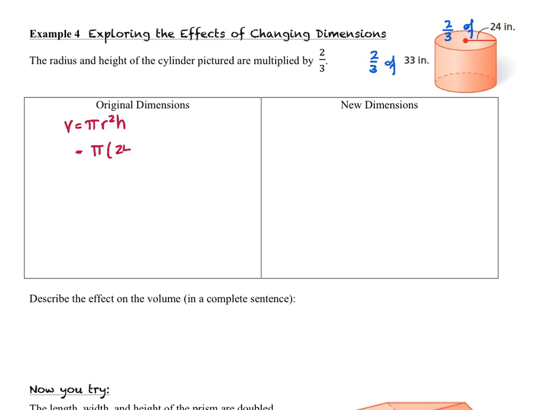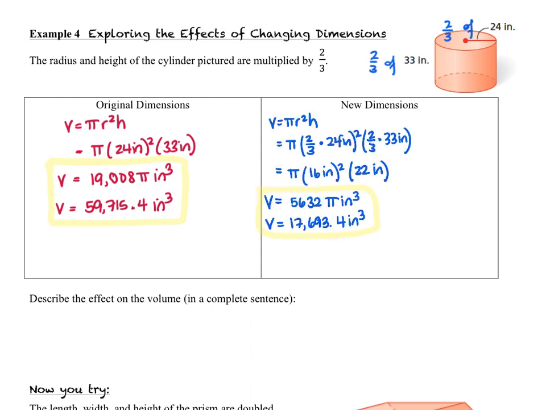R is 24 inches, square that, and our height is 33 inches. And our answer in terms of pi is 19,008 pi cubic inches. And after we multiply pi through, 59,715.4 cubic inches. In order to find the volume using the new dimensions, of course, we can plug in 2/3 of the original numbers that we had for the radius and the height. So let's show doing that.